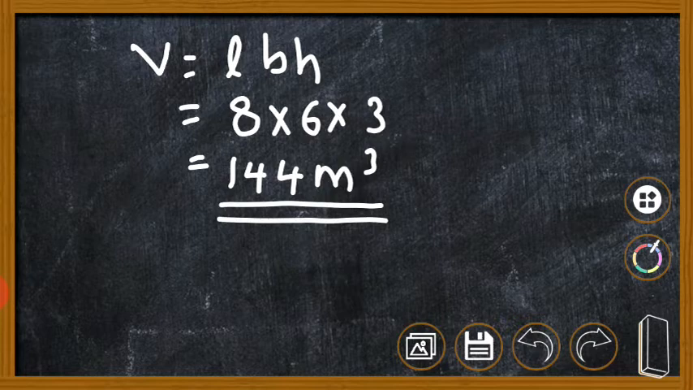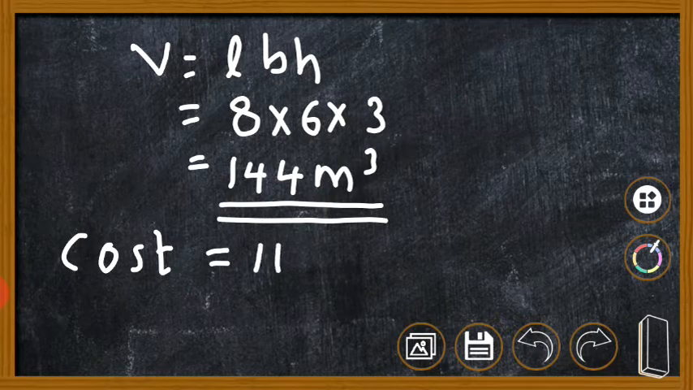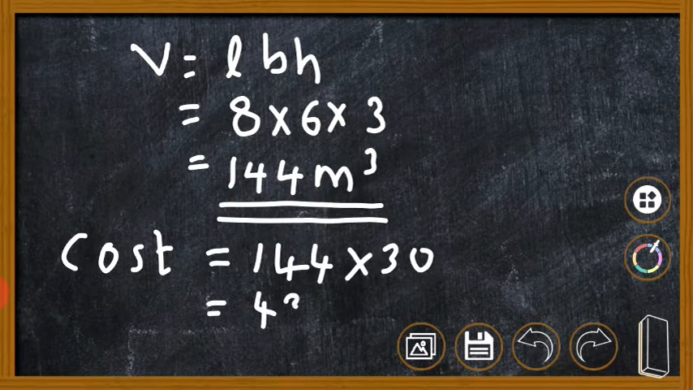This is the volume of the cuboidal pit. But you have to calculate the cost. It is given that for 1 meter cube the cost is rupees 30. So for 144 meter cube, what is the cost? 144 into 30, you will get 4,320 rupees.